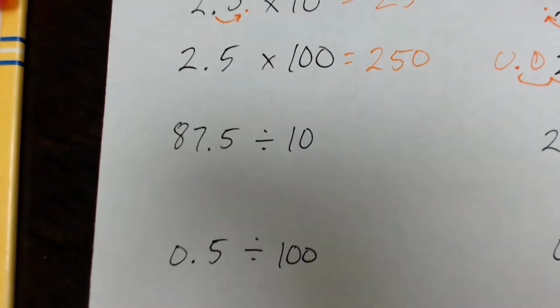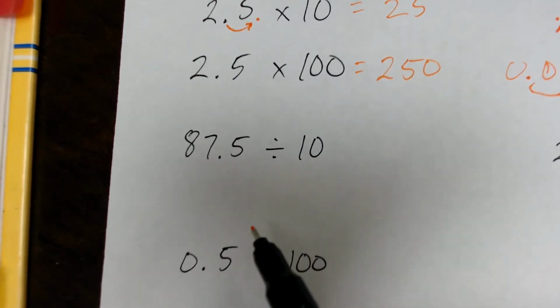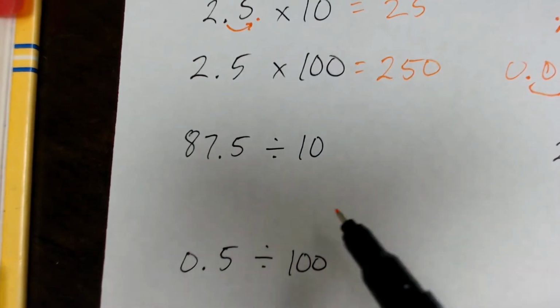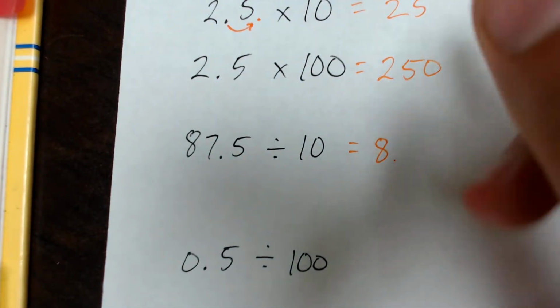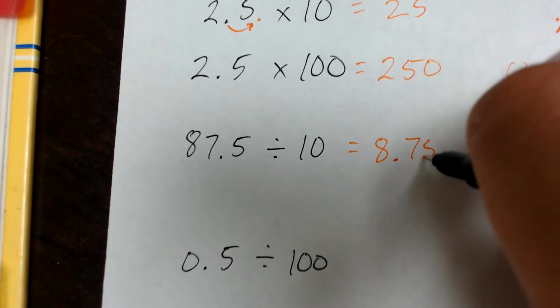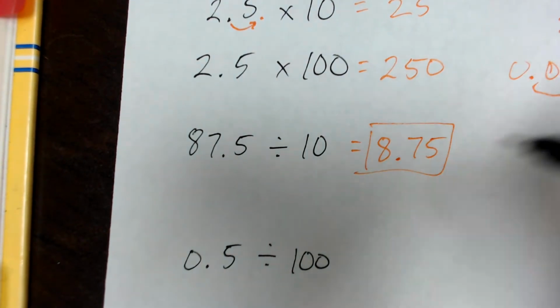So let's do some practice problems. Let's go to this one: 87.5 divided by 10. I'm going to move it one place because of the 0, and it's going to go to the left because it's division. So my answer is going to be 8.75, or 8 and 75 hundredths.